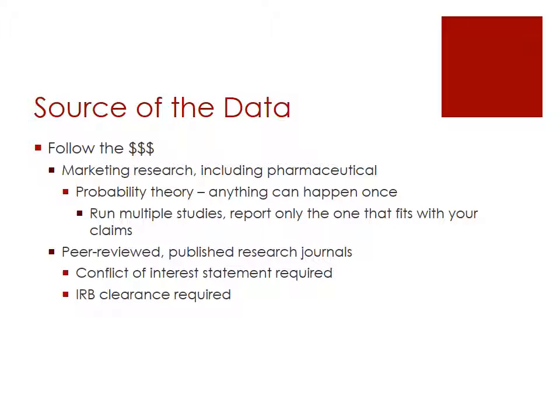This is why we prefer to rely on peer-reviewed published research journals. These journals explicitly require the authors to file a conflict of interest statement, and these have to be explored carefully before the manuscript proceeds to publication. It also requires that they have an IRB clearance form, which stands for the Internal Review Board. This requires that the author has carefully provided for explanations and addressed ethical concerns.